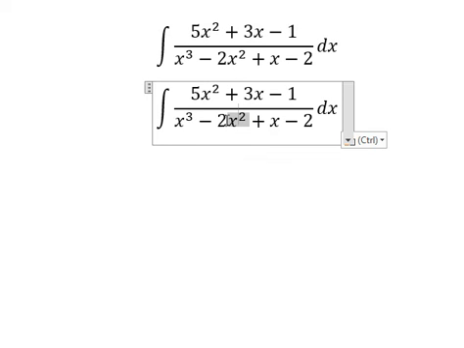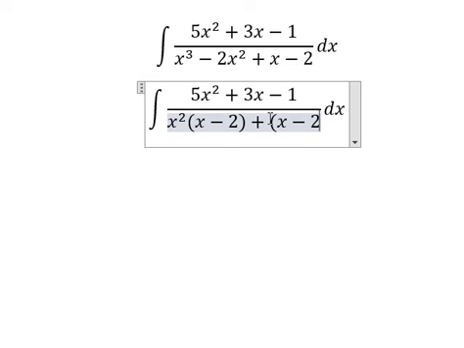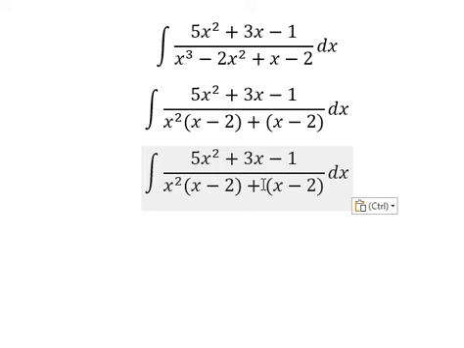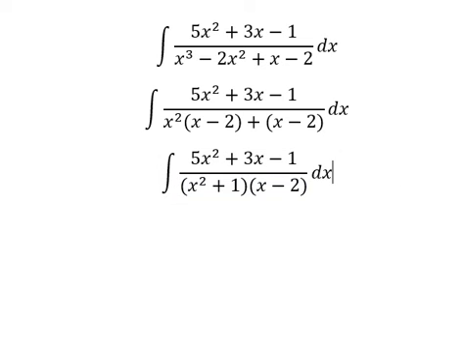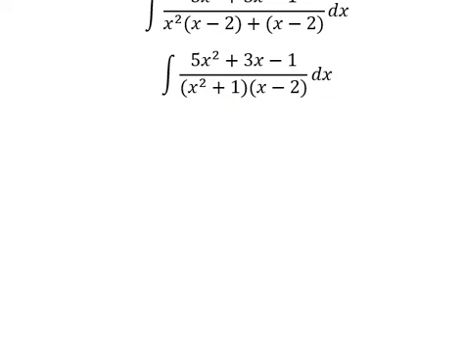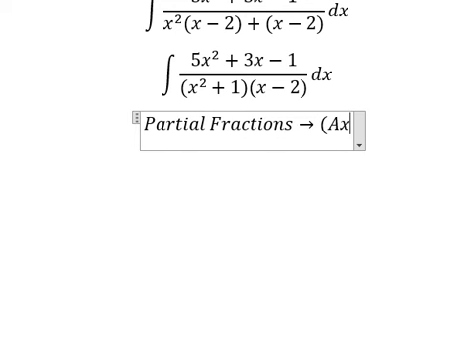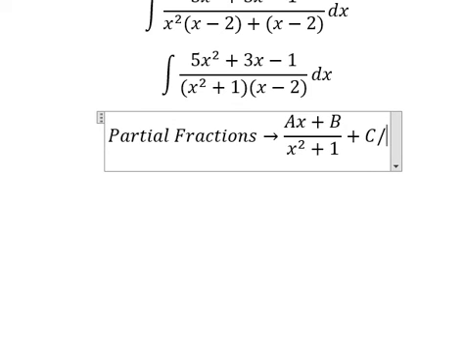We need to do factorization of s squared. Next, we have s minus 2, s minus 2. We can do another factorization, and you get it like this. Next, we need to use partial fractions. So I will put capital A s plus B over s squared plus 1, plus capital C over s minus 2.